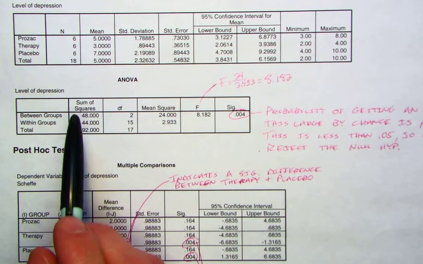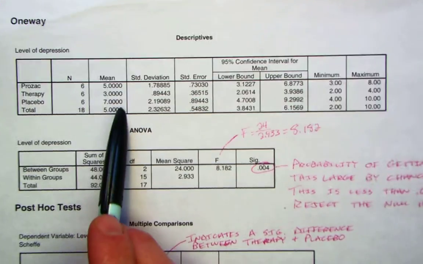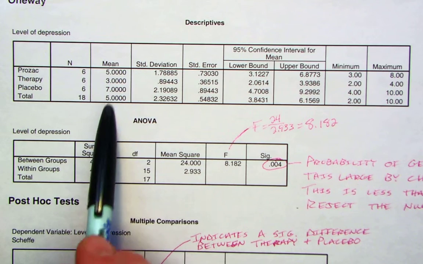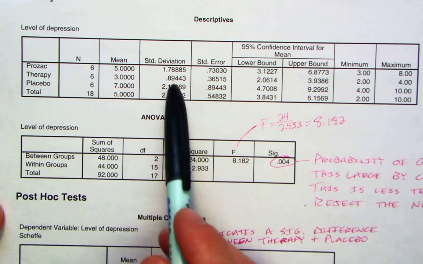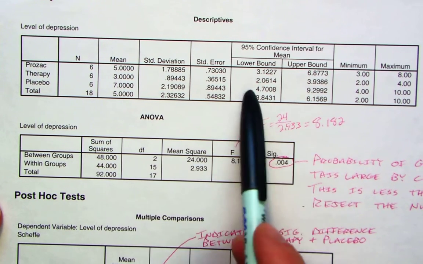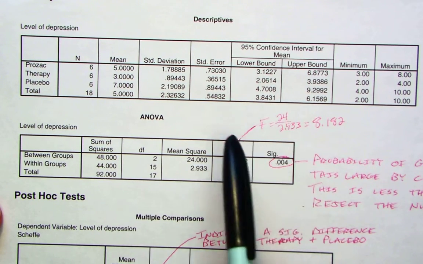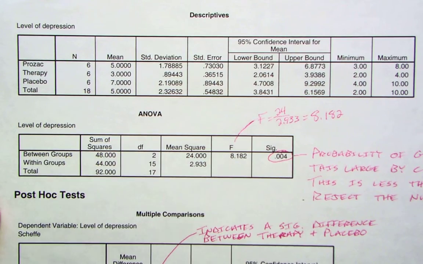And so you'll notice here things look pretty similar in our descriptive statistics to what we had before. We've got our means for each group, we've got our sample sizes for each group, we have standard deviations, and we have confidence intervals in that as well. We'll leave that alone for right now.